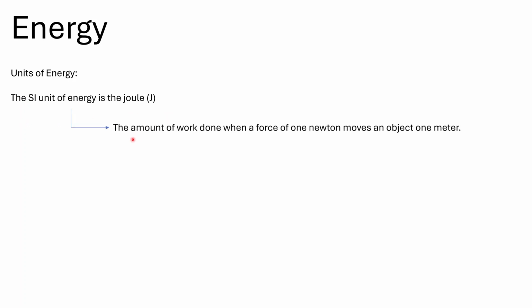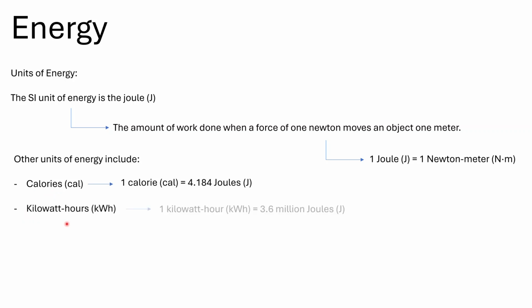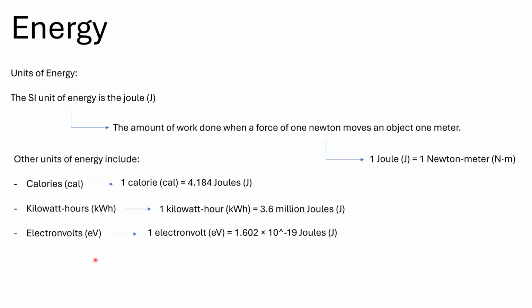Units of energy. The SI unit of energy is the joule, and that is the amount of work done when a force of 1 Newton moves an object 1 meter. So 1 joule equals 1 Newton meter. Also, there are other units of energy, which include calories, kilowatt hours, and electron volts.